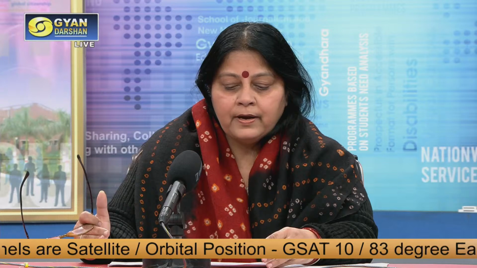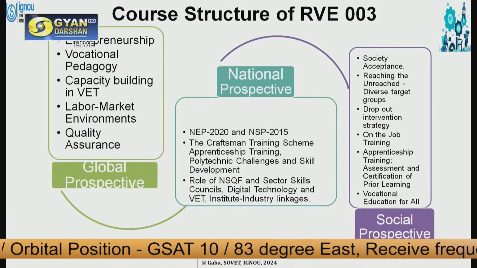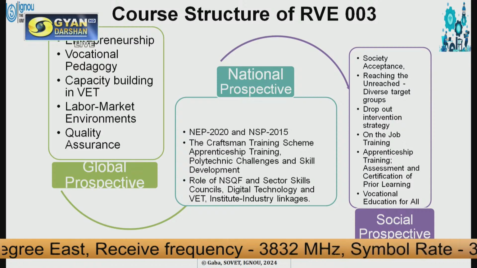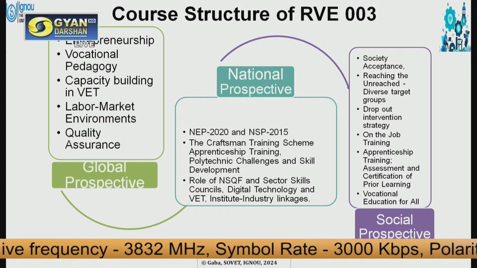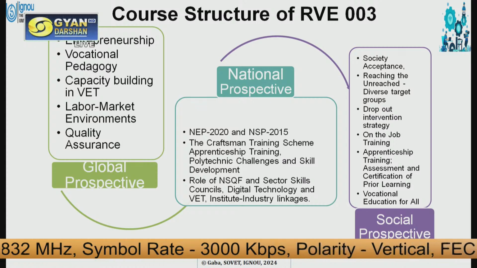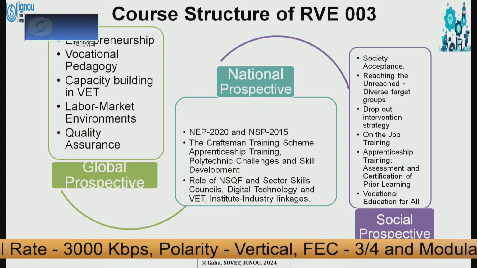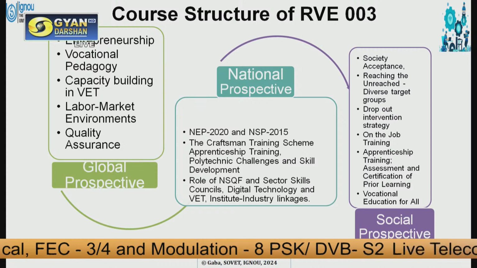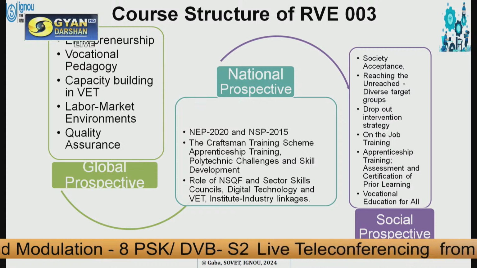So basically, we have divided this course into different areas, and in each area we have covered different topics. To begin with, we have first covered the global perspective, where we discuss entrepreneurship, vocational pedagogy, and capacity building in vocational education. Then we discuss the different kinds of pressures facing the vocational education system, uncertain economic and labor market environments, how to develop the workforce, and quality assurance and evaluation. These are the aspects we have covered in the global perspective.